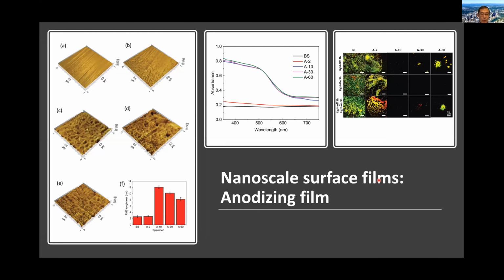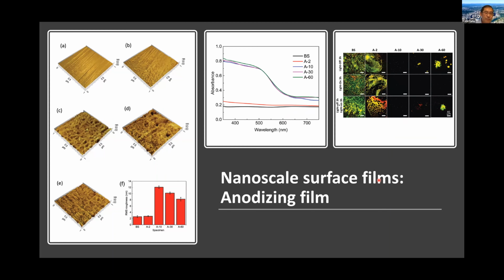So for the metal, when we anodize to form the nanoscaled surface film, this application is mainly used to produce different surface roughness of the film for anti-biological attachment of the bacteria. Because the nanoscaled film can enable the surface with low surface energy, and then reduce the attachment of the bacteria to the surface.